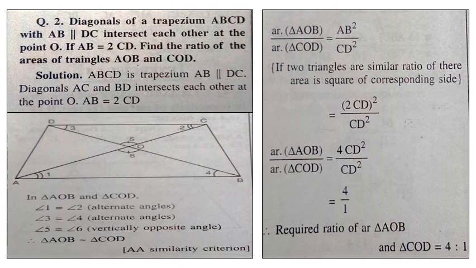We know that AB is equal to 2CD. Therefore, in the numerator, we get (2CD)² divided by CD². (2CD)² becomes 4CD² divided by CD². In this, CD² get cancelled. Therefore, area of triangle AOB divided by area of triangle COD is equal to 4/1. Therefore, the required ratio is 4:1. That is, the ratio of area of triangle AOB and triangle COD is equal to 4:1.